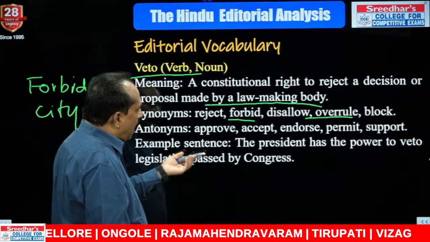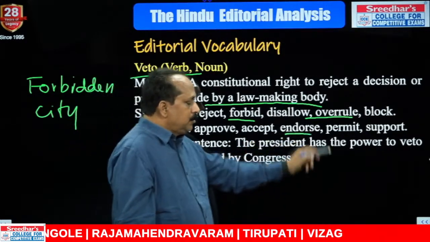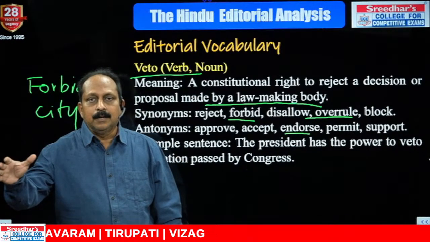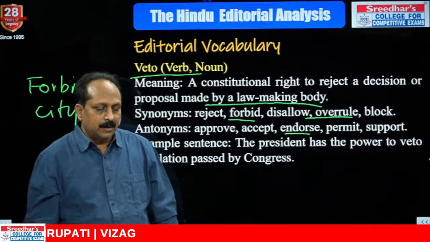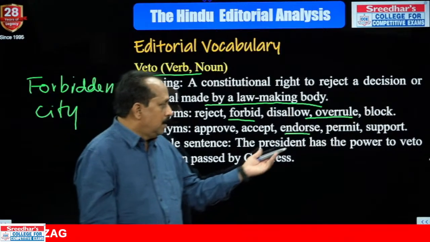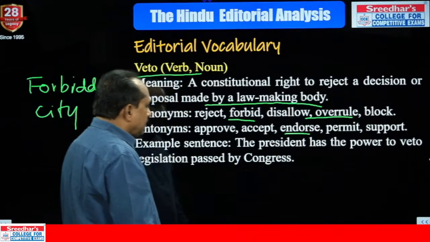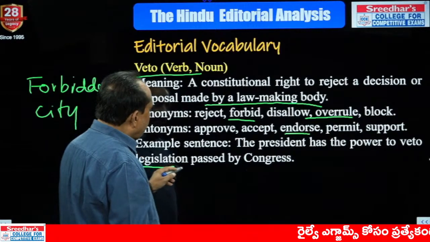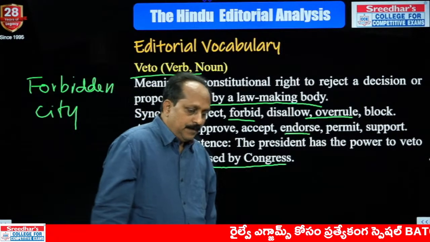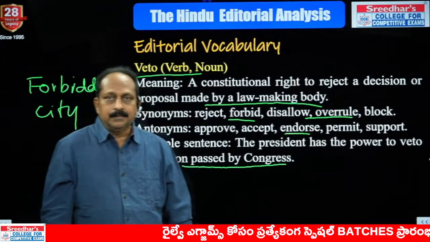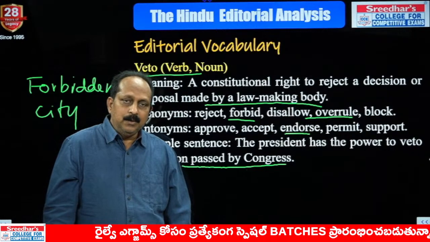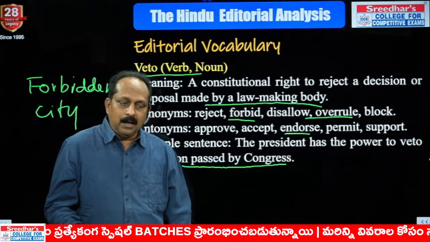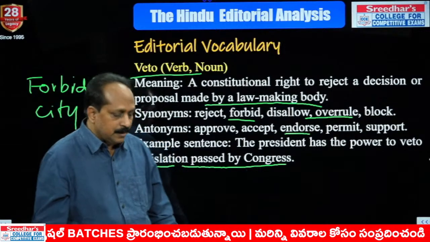Antonyms: approve, accept, endorse. Endorse goes more with a product and celebrities. That particular celebrity endorses that particular product. Publicly support. Permit, support, easy words. The president has the power to veto legislation passed by Congress. Congress has passed a resolution, and the president of the US has the power to veto it, to make it null and void, or to reject it.